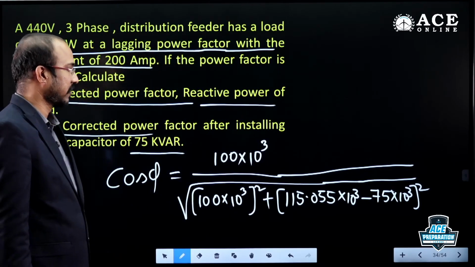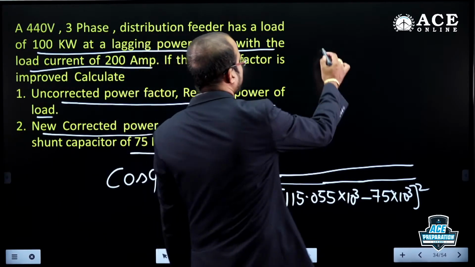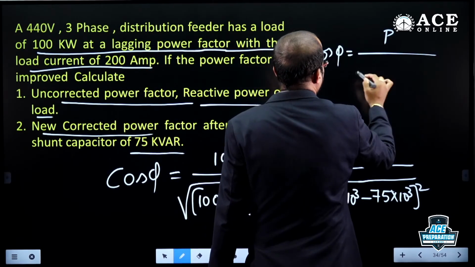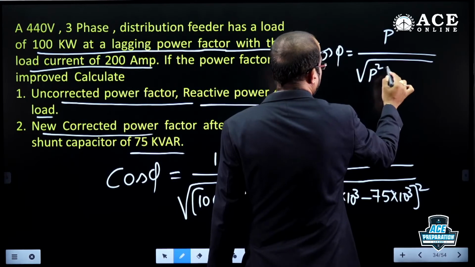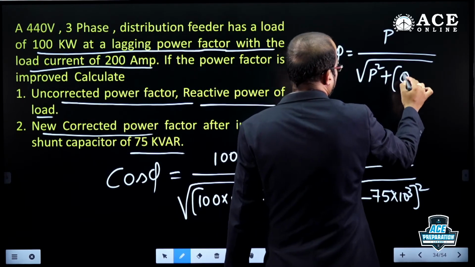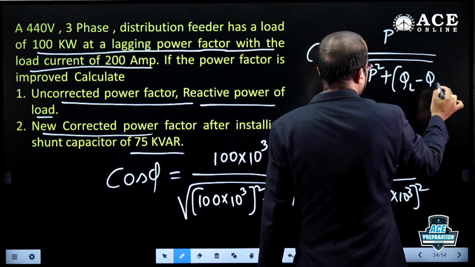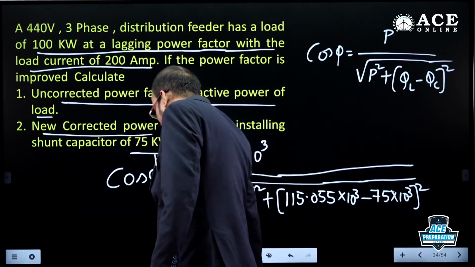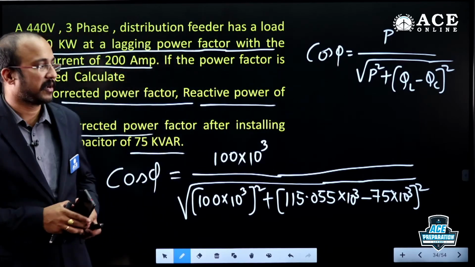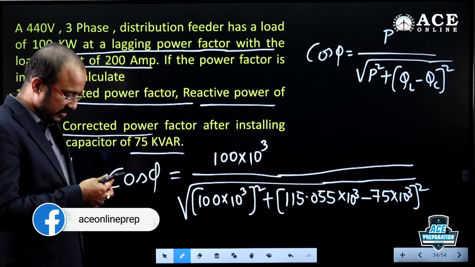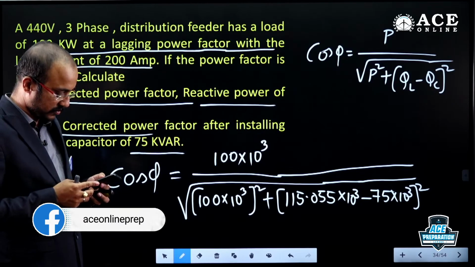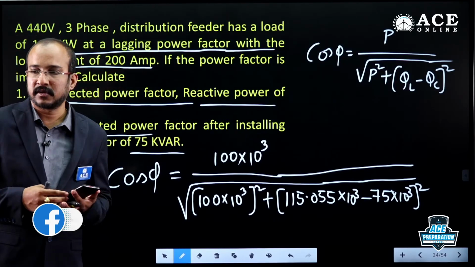Yes or no? So simple, sir. Here cos phi can be written like this: P by under root of P square plus (QL minus QC) square. I have written that statement. Try to calculate this one and post the answer.